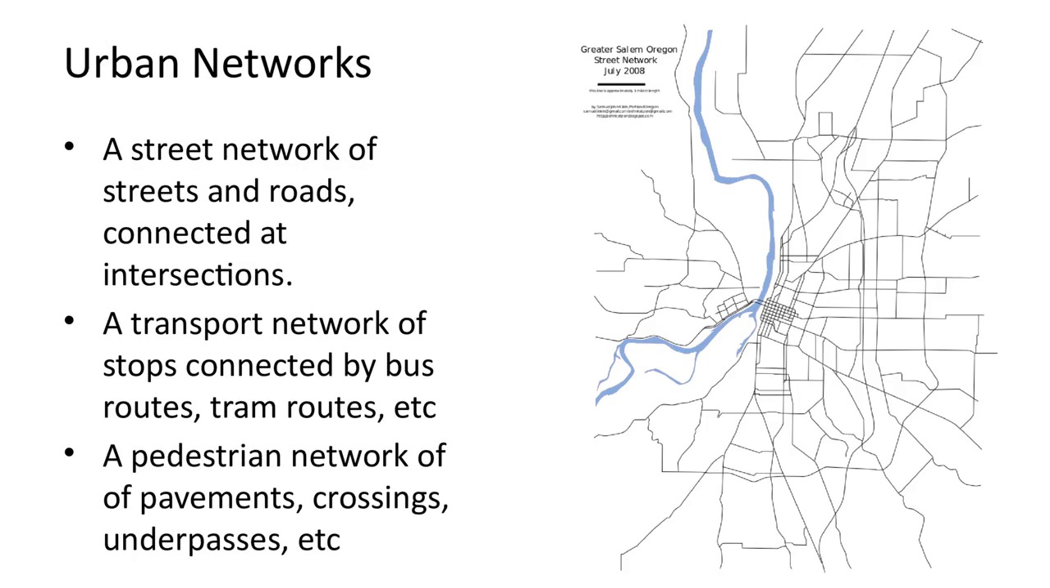Urban networks in the city can also be represented abstractly as networks of nodes and edges. Cities typically contain many different types of networks. For example, street networks, transport networks, and pedestrian networks.